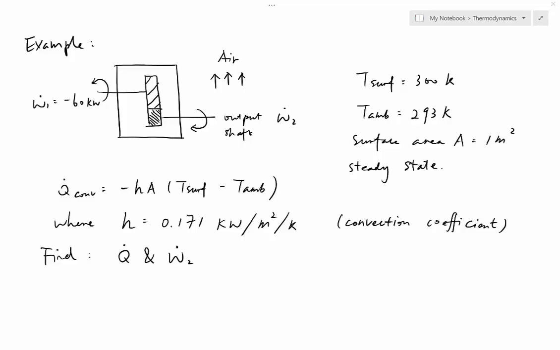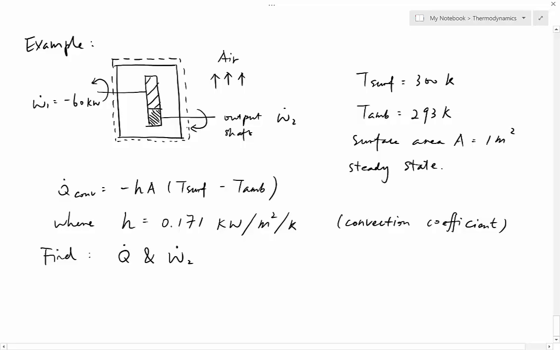So we have W dot 1, the power going inside the gearbox, is negative 60 kilowatts. Why is it negative? Because W dot 1, the power, goes into the box, and the gearbox is my system. So let's draw the dashed line around the gearbox, indicating this is my system. So now W dot 1 goes into your system. That means your system consumes this much work. So that's why it's a negative number.